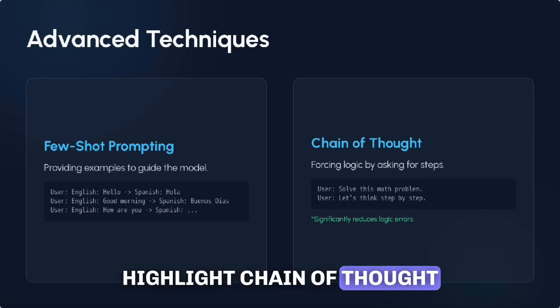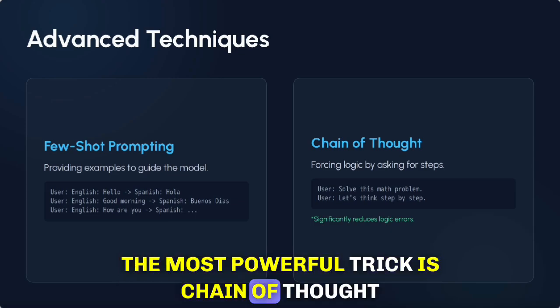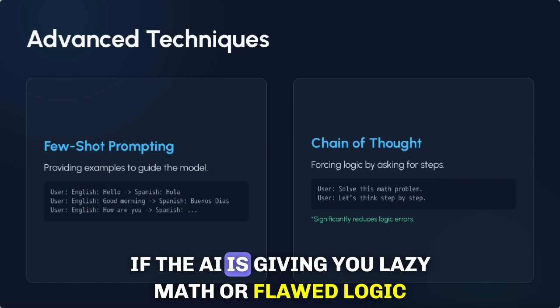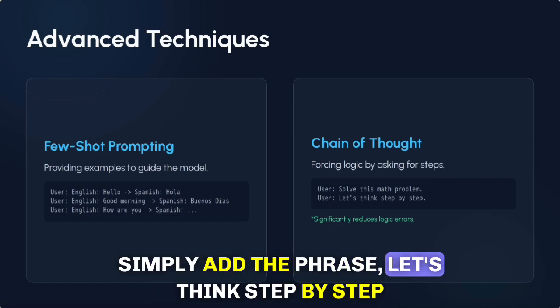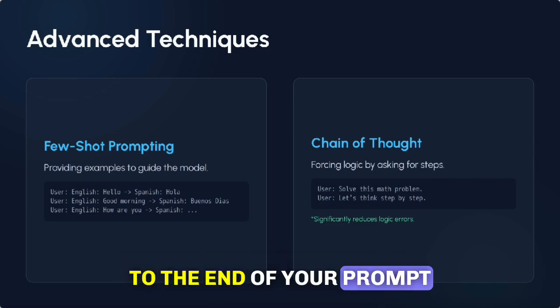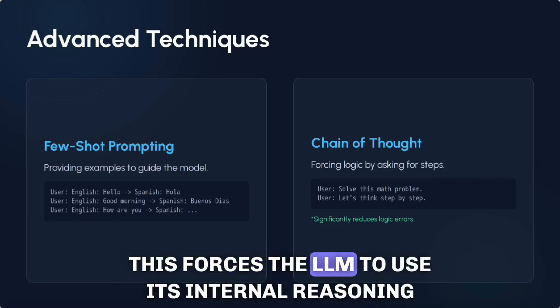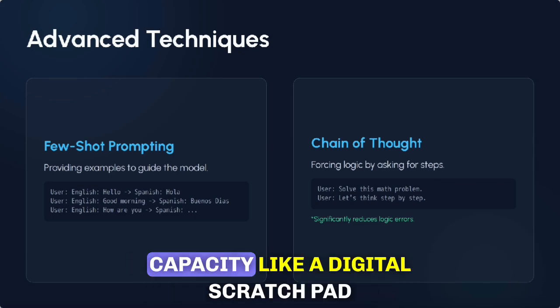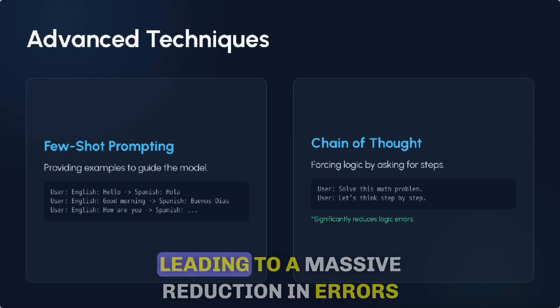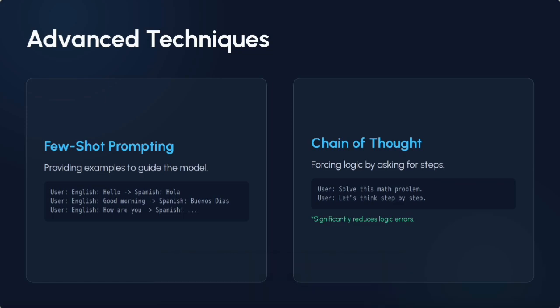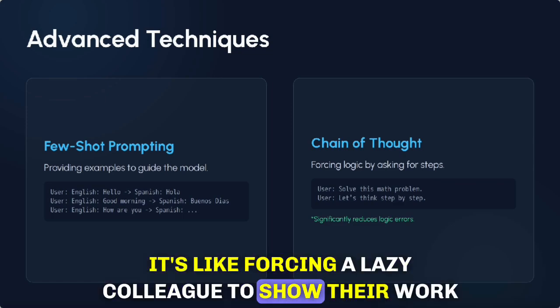Highlight chain of thought. The most powerful trick is chain of thought. If the AI is giving you lazy math or flawed logic, simply add the phrase, let's think step by step, to the end of your prompt. This forces the LLM to use its internal reasoning capacity, like a digital scratch pad, leading to a massive reduction in errors. It's like forcing a lazy colleague to show their work.